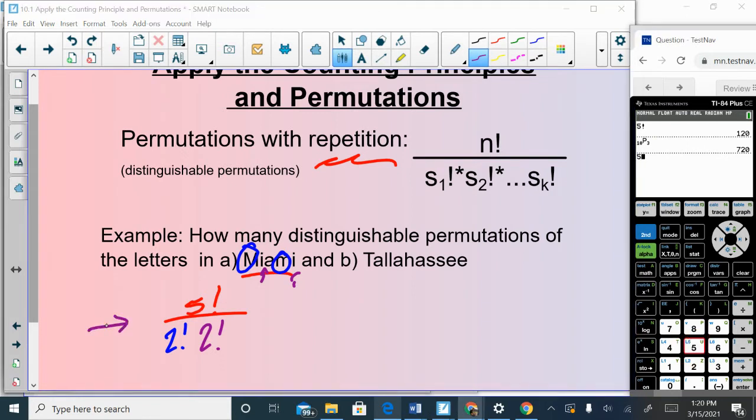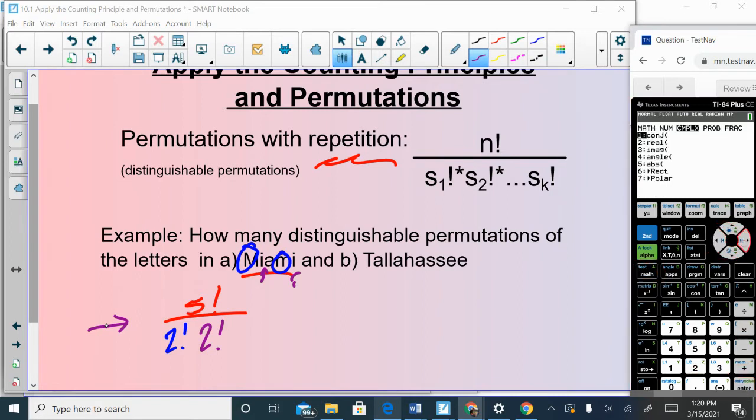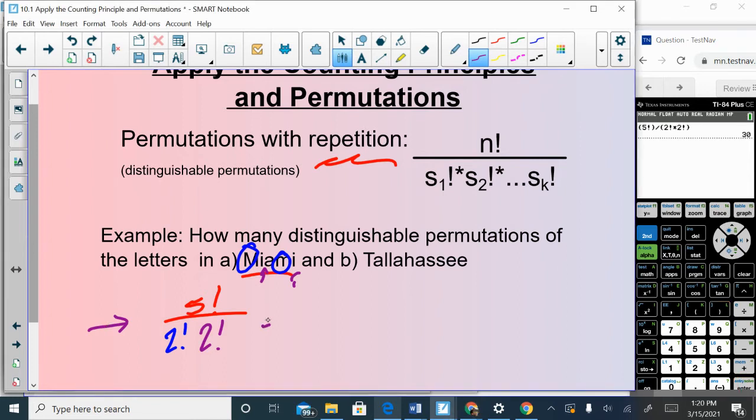And I could go over to my calculator and type in parentheses here, be really careful, math, and then PRB, select factorial, and then divide that by 2 factorial. Now I know 2 factorial is just 2, but for the sake of this, I want to show you how you type it in. 2 factorial times 2 factorial. That's how I'd want that typed in: 5 factorial divided by 2 factorial times 2 factorial. I can push enter, and I find out that there are 30 ways that we could organize the letters in the word Miami.